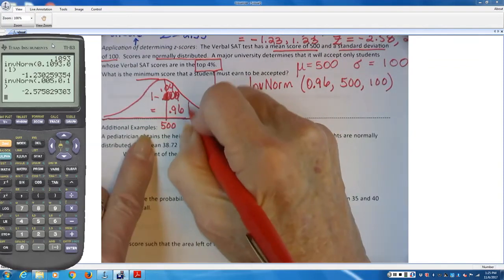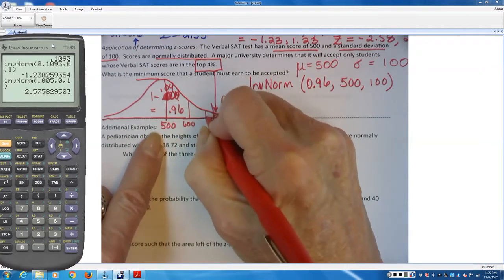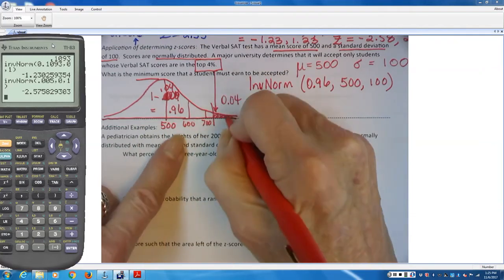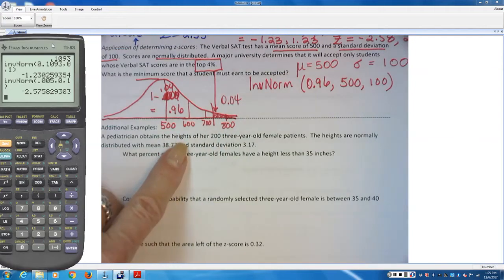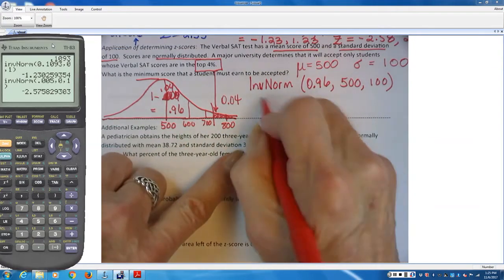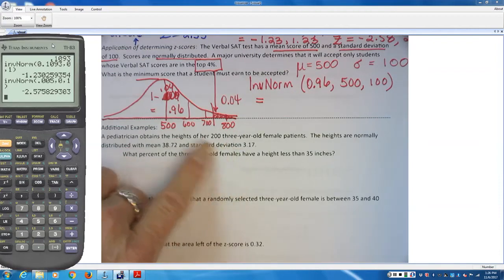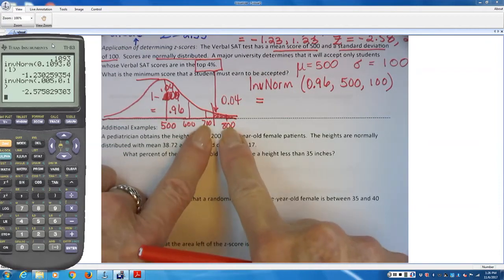So that means one standard deviation up is 600, 700, 800. And what we're gonna get is the actual score, which we can see is gonna be somewhere between 700 and 800.